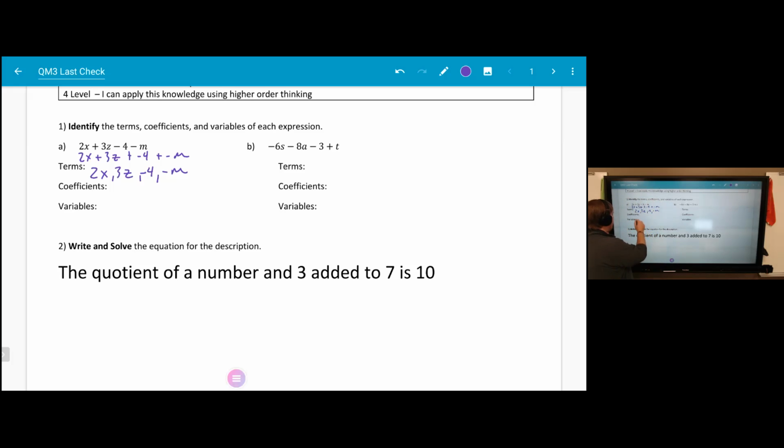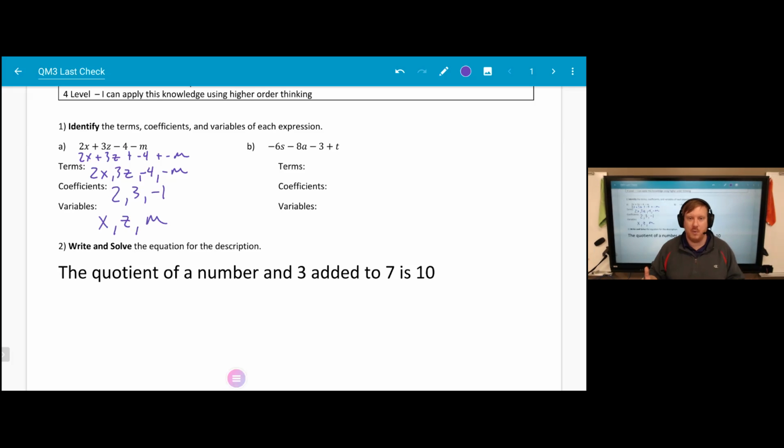My variables in this case are x, z, and m. Notice how I didn't put any coefficients with them, positive or negative. If I have three variables, I have three coefficients to look at. How many x's do I have? Well, that'd be 2. How many z's do I have? That'd be 3. How many m's do I have? Negative 1. And again, negative 4 is not a coefficient because it doesn't have a variable with it.